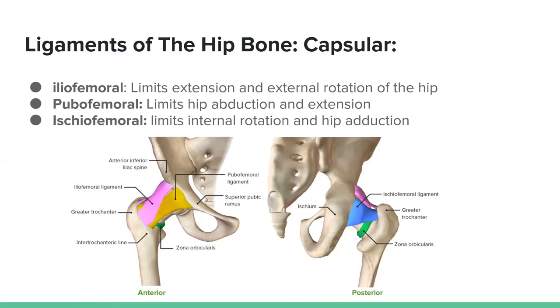And then you have the pubifemoral, which would be over here in the yellow area. It limits hip abduction, so movement outward, and then extension. And then last but not least, we do have ischiofemoral, which limits internal rotation, movement inward, and then hip adduction, so your hip moving towards your center. And this would be right here in the blue area, as you can see.